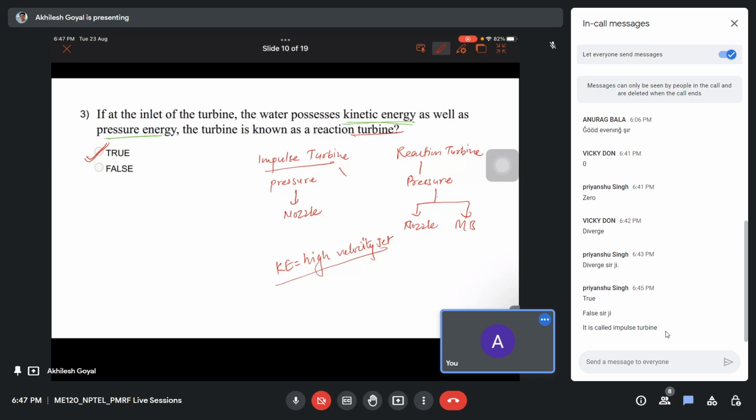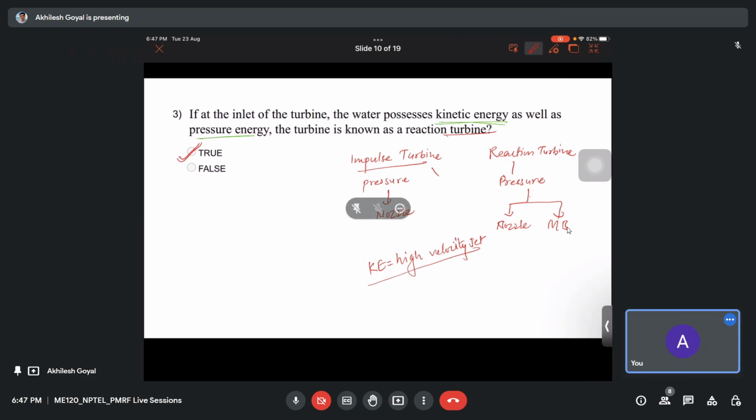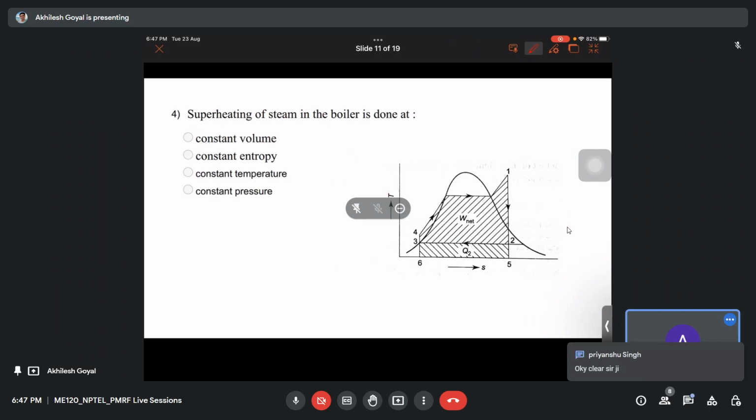Priyanshu says it is false. No, Priyanshu, earlier you got it correct. This is a true statement, because at the inlet of reaction turbine there is kinetic energy as well as pressure energy. But at the inlet of impulse turbine there will be only kinetic energy and no pressure energy. So this is the right option. Now move forward.